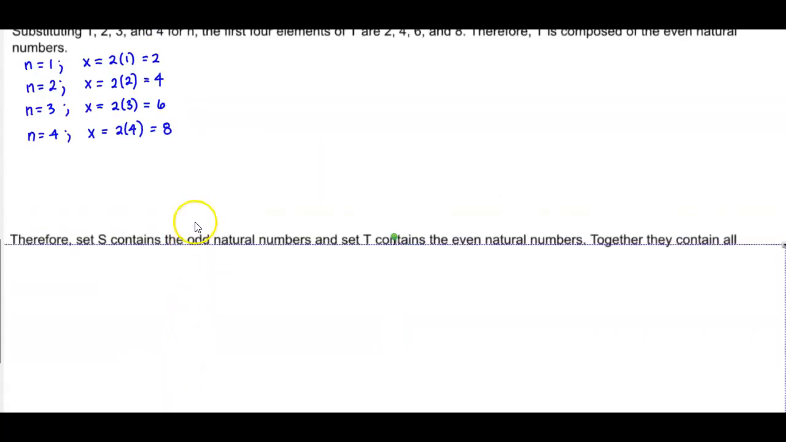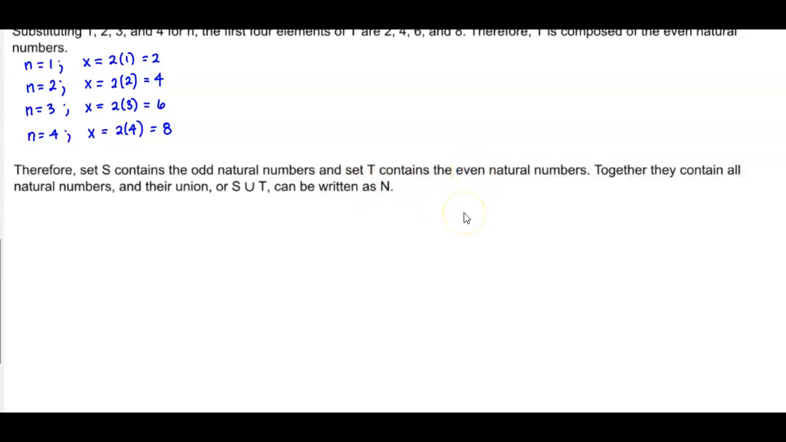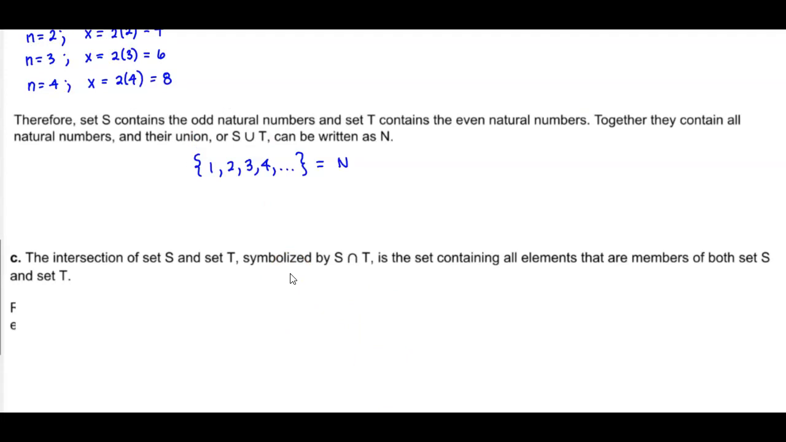So we would say that the set S contains the odd natural numbers, and the set T contains the even natural numbers. So what do they contain? Well, we know that S contains 1, T contains 2. S contains the odd number 3, and then T contains the even number 4, and so on. So this is actually the set of the natural numbers. So we would say the following. We would say that S union T is equal to the set of natural numbers.